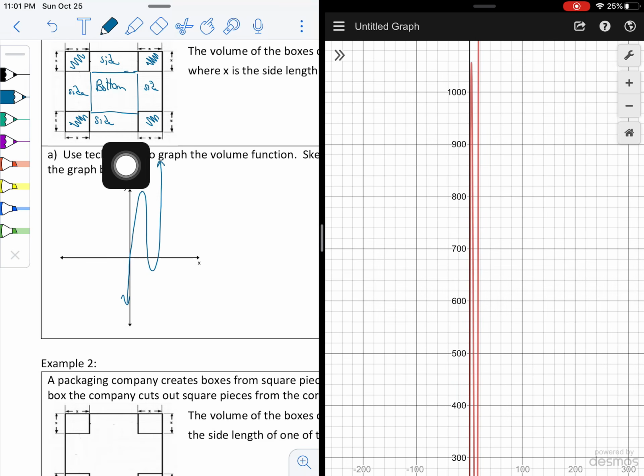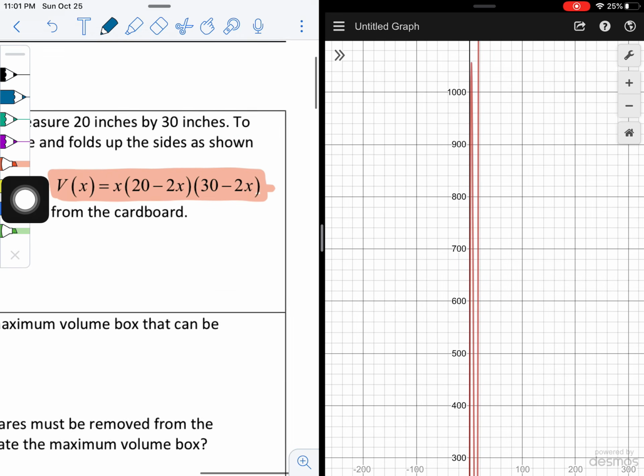Because x is a value here and you had a piece of cardboard that was 20 by 30, you could say, oh, well, x is equal to 10. Well, let me go back to this function. If x is equal to 10 here, well, 2 times 10 is 20, and 20 minus 20 is 0. That doesn't make any sense. So you can't go any higher than 10.